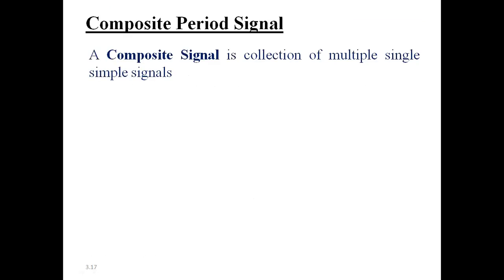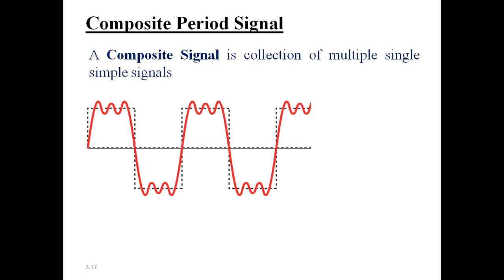Now, what do we mean by a composite periodic signal? Very rarely, in a practical scenario, are the signals simple ones. A simple signal is what we have studied. When we talk about a composite one, a composite signal is a collection of multiple simple signals. So this is a composite signal. Here you can see three peaks, three amplitudes. So we can say it is a combination of three simple signals.